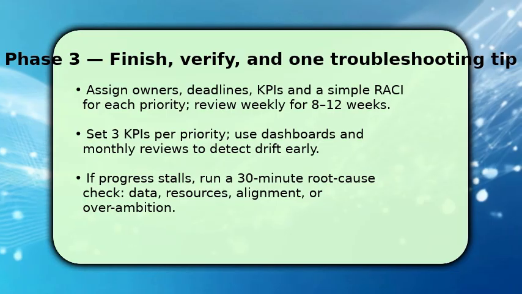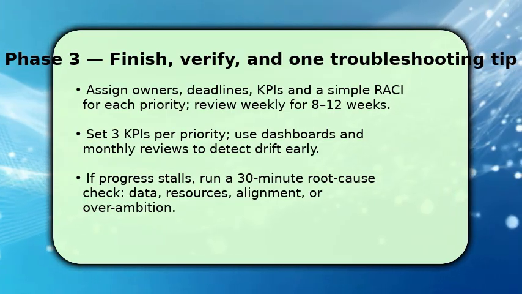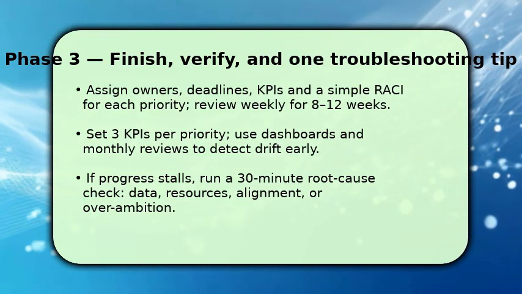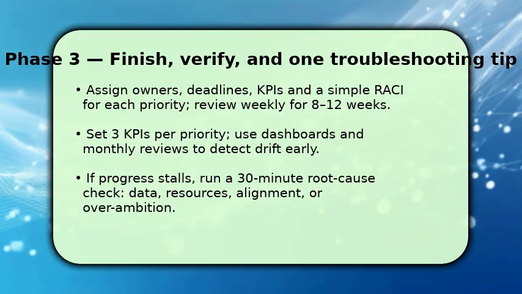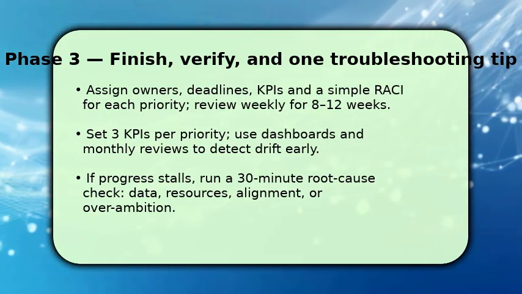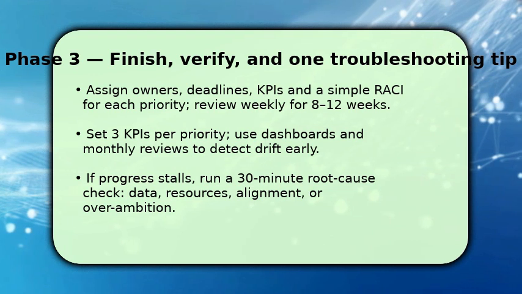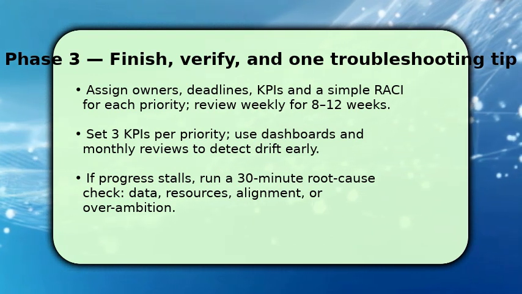If a project stalls, stop and run a 30-minute root cause check. Verify the data, assess resource gaps, confirm stakeholder alignment, and test whether the goal was overambitious. Then recalibrate timelines and commitments before continuing.